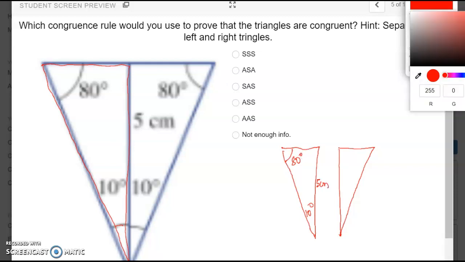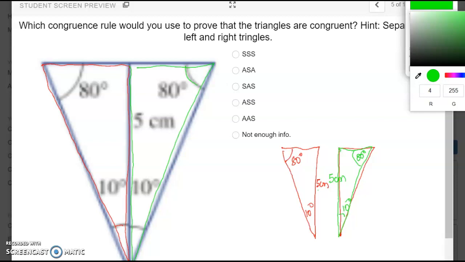Okay, what if, let me use another color. What if I use this as the right triangle? Okay, let me draw over now. What do we know about this angle here? That's 80 degrees. Okay, and what about the bottom angle? That's 10 degrees. Then we have a shared side that is going to be 5 centimeters as well. Okay, so 5 centimeters, 5 centimeters. Obviously, we're talking about the same line.